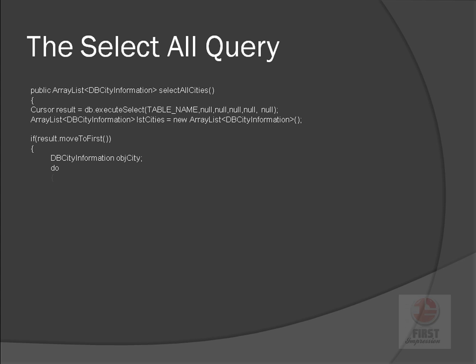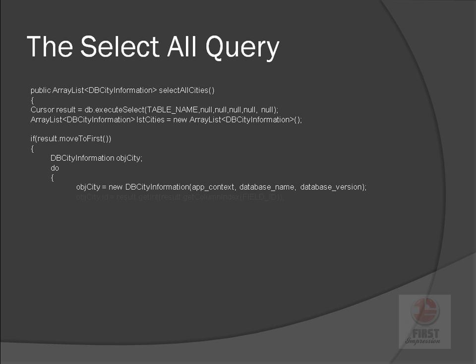We'll have a do while loop. Inside the do while loop, we'll first create a new object of DBCityInformation. We'll say objCity equals new DBCityInformation. Inside this, we'll pass the context, the database name and the version, because the constructor of this class requires us to have the context, the database name and the database version.